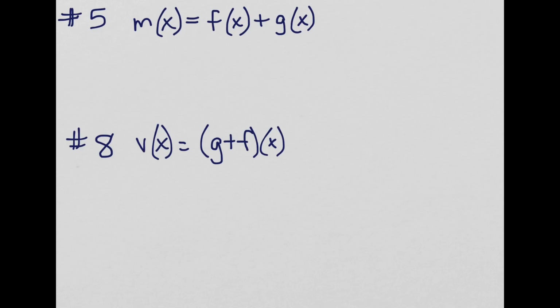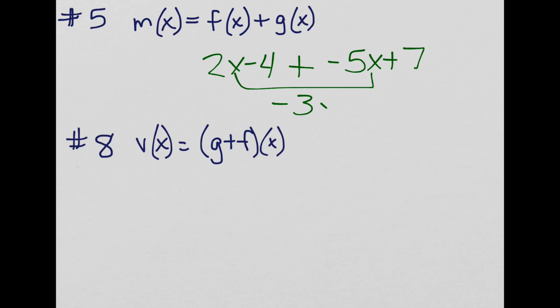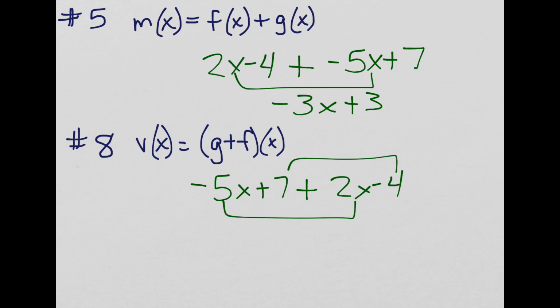I know they don't look identical, but they are, because what we're going to do is add f of x, which equals 2x minus 4, your paper says, plus g of x, which is negative 5x plus 7, and then combine like terms. So you're going to get negative 3x plus 3. Well, down on number 8, it's written the same way. It's g of x plus f of x. It's just written g plus f of x. So we're going to switch that around and go negative 5x plus 7 plus f, which is 2x minus 4. Combine like terms, and voila, you get negative 3x plus 3. So we're just trying to point out that these two are the same.